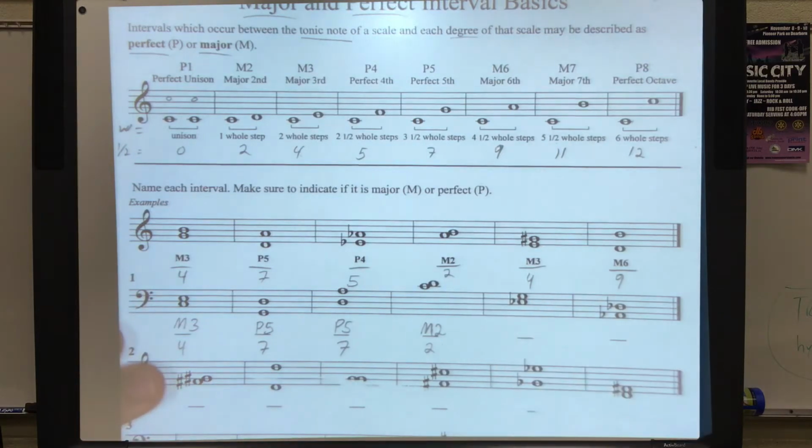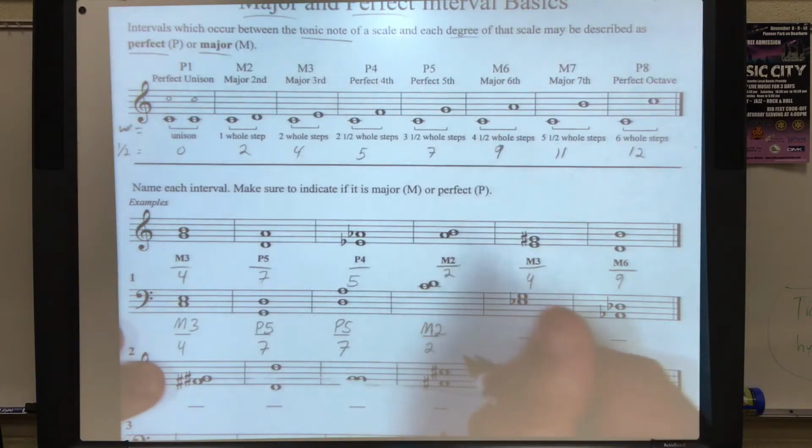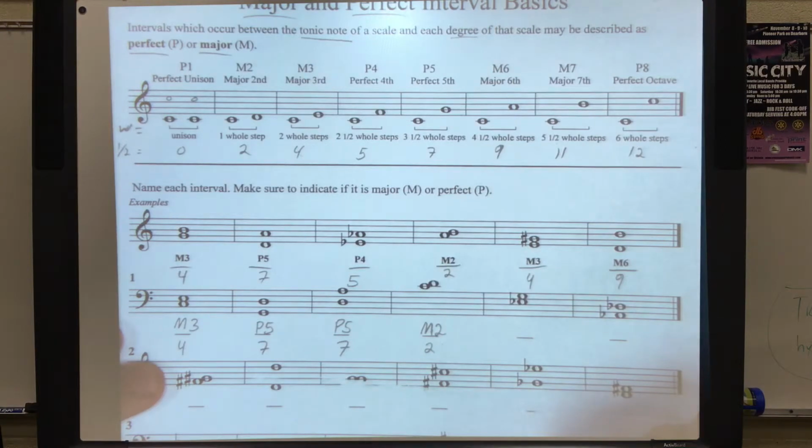Remember, when we're writing our intervals, we always write the quality, so that's major or perfect in this case, first. Then we write the number, so that's 1 through 8. So this is a major second. It's very important to put the quality before the number.